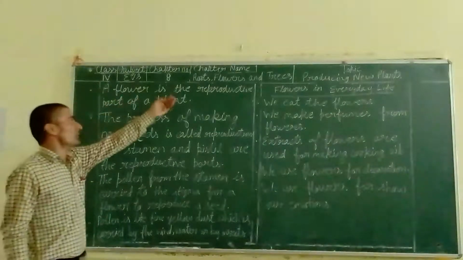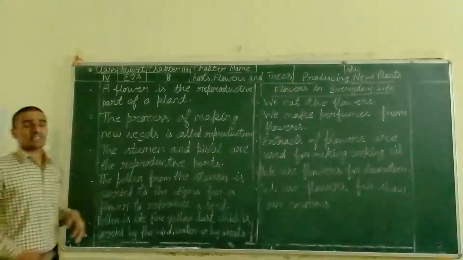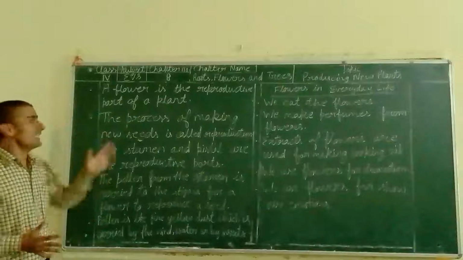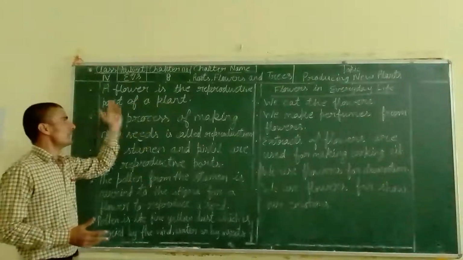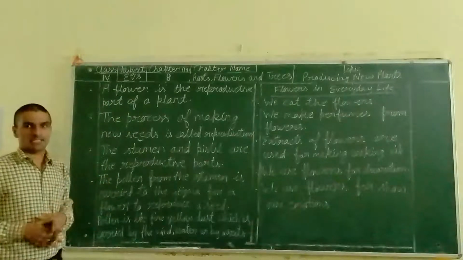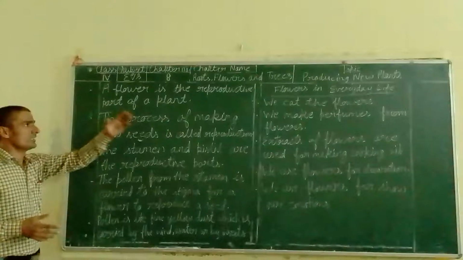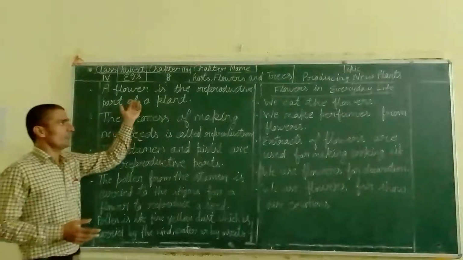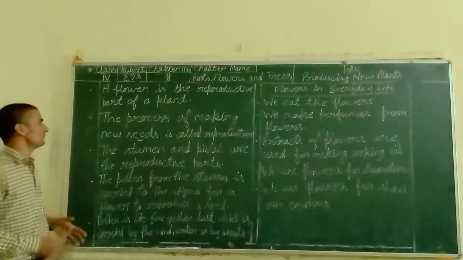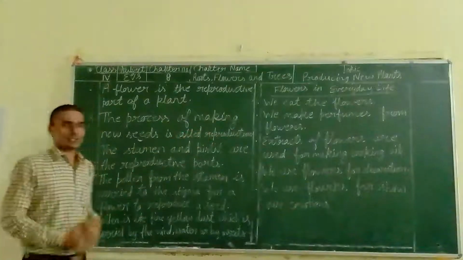A flower is the reproductive part of a plant. It is used in different ways also, but for a plant, it is actually the reproductive part. From the plant, seeds are always produced, and a new plant can grow from that seed. So the flower helps a plant grow a new one of the same plant. The process of making new seeds is called reproduction.